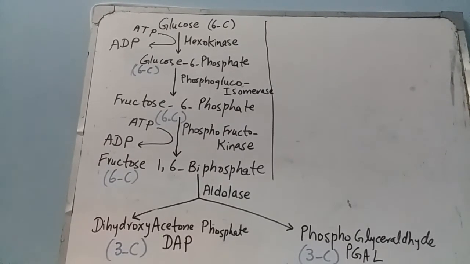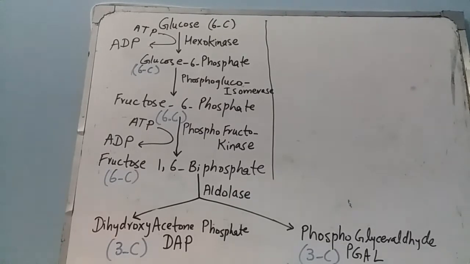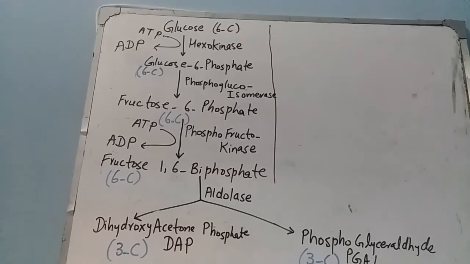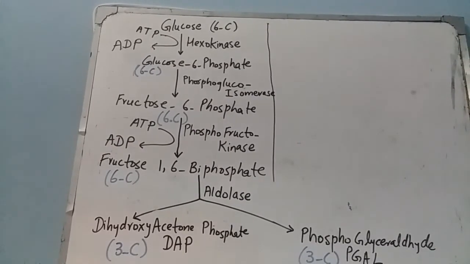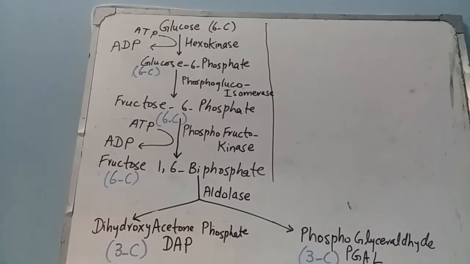In the next step, fructose 1,6 biphosphate is broken down into two molecules with the help of an enzyme known as aldolase. Each molecule is a 3 carbon molecule, and both contain a single phosphate group. The first molecule is dihydroxyacetone phosphate, DAP, and the second molecule is known as phosphoglyceraldehyde, PGAL. Both these molecules are 3 carbon compounds, and both contain a single phosphate group.